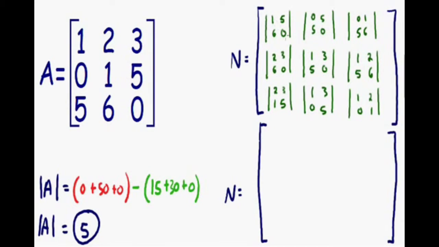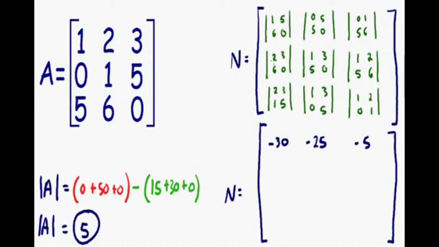We have 1 times 0, which is 0, and we have 5 times 6, which is 30. 0 minus 30 is equal to negative 30. Now we'll move on to the top middle matrix. We have 0 times 0, which is 0, and 5 times 5, which is 25. 0 minus 25 is negative 25. Now we'll move on to the top right corner. We have 0 times 6, which is 0, and 5 times 1, which is 5. 0 minus 5 is equal to negative 5.